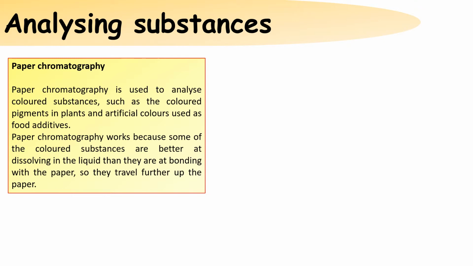When looking at analysing substances, there are a few ways that we can do this. Paper chromatography is used to analyse coloured substances, such as coloured pigments in a plant or artificial colours used as food additives. Paper chromatography works because some of the coloured substances are better at dissolving in the liquid or solvent than others, so travel up the paper further.